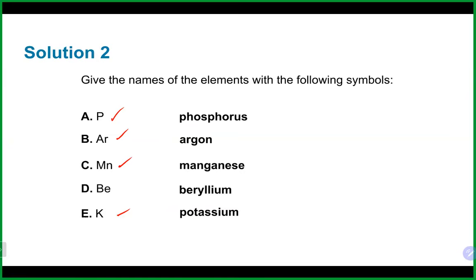Questions on symbols or names? So again, it's better to start learning some of these very common ones. It will help you out when we get into the naming part, so you're not doing two things at once, trying to learn the symbols and learning the rules that we follow when we name things.